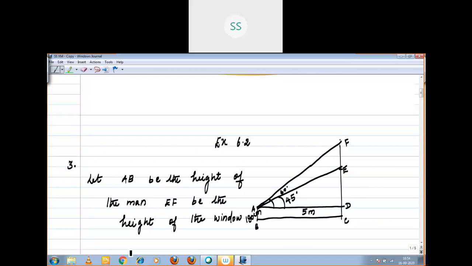Now AD. Right? AD is the, say yes or no, AD is the distance between the observer and the house. What is it, children? Observer and the house.